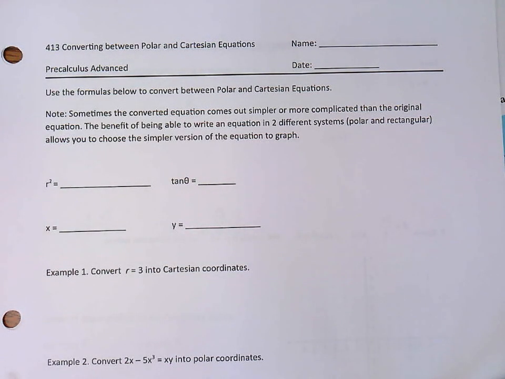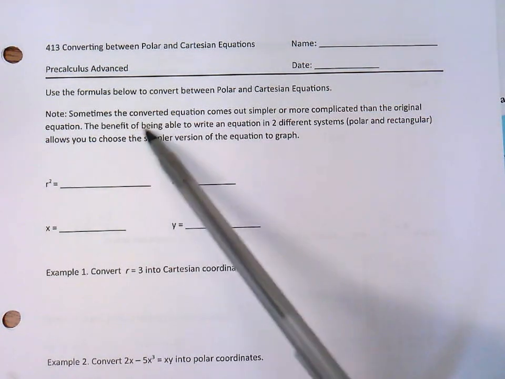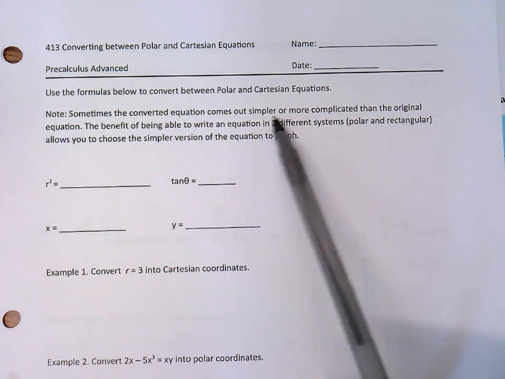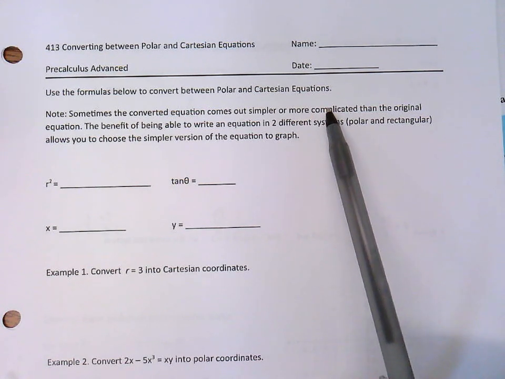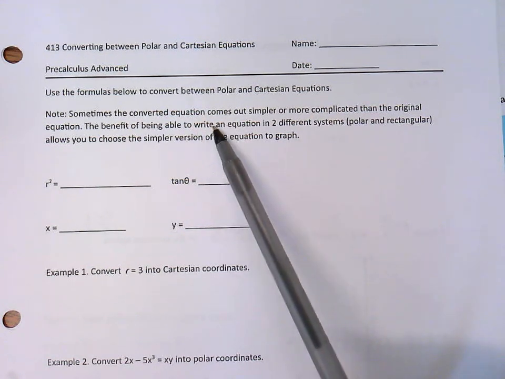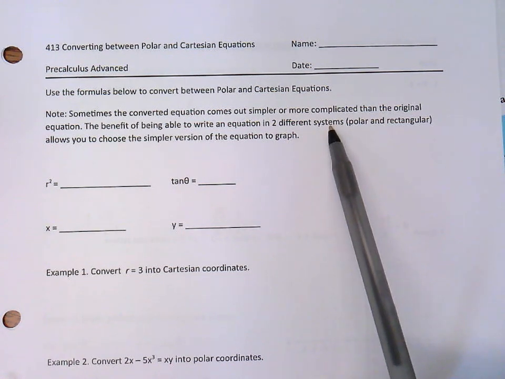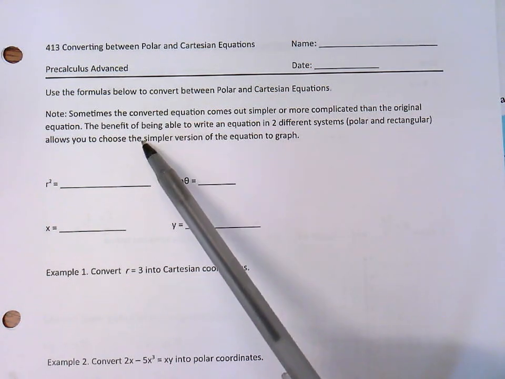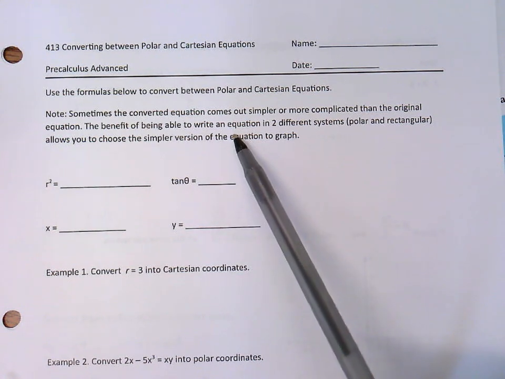So it says, use the formulas below to convert between Cartesian, which is rectangular, and polar equations. So this is 413, the last bit of new knowledge before you spend a few days reviewing and practicing. So it says sometimes the converted equation comes out simpler or more complicated than the original. The benefit of being able to write an equation in two different systems, polar and rectangular, allows you to choose the simpler version of the equation to graph.